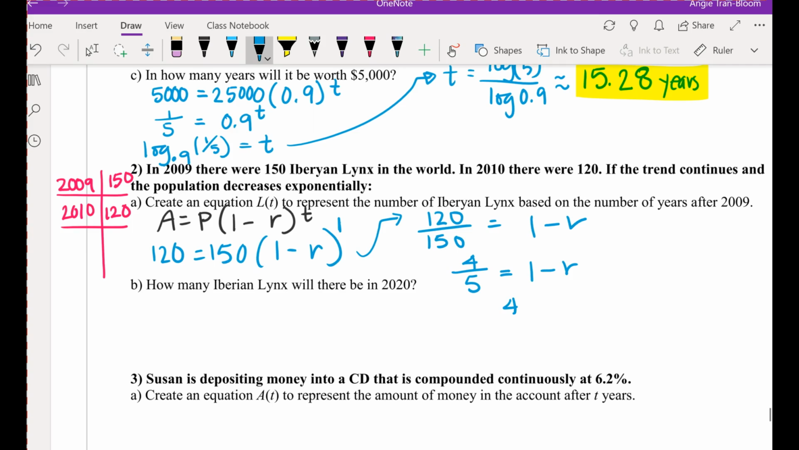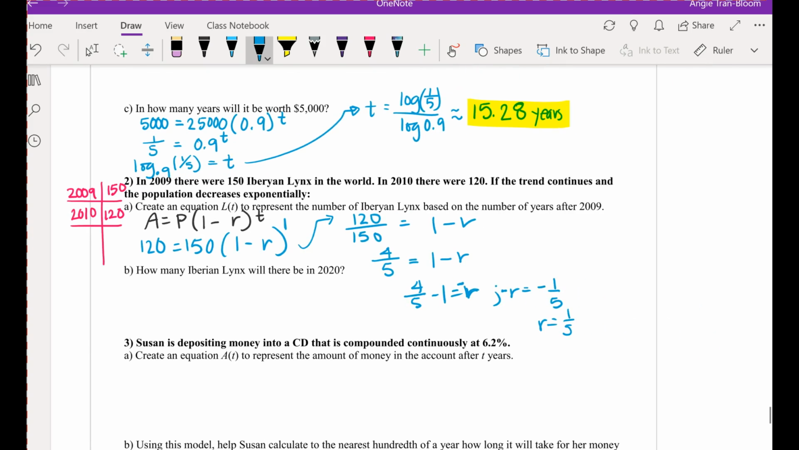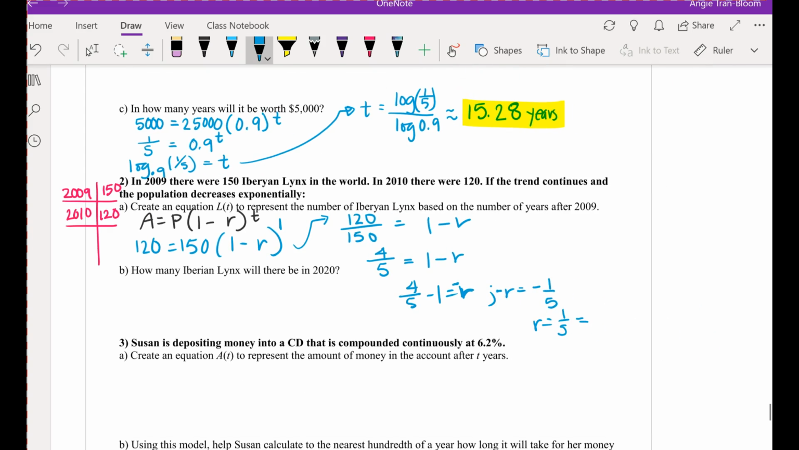What do we do now to solve for r? Subtract 1 from both sides. So 4/5 minus 1 equals r. What's r coming out to be in fractions? I'm sorry, negative r still. Sorry, that's negative r equals that. So negative r is negative 1/5. Divide both sides by negative 1. r is 1/5. That's your r. Now, if you were to put it in decimal, what would that be? 0.2. Perfect. If you were to put it in percentage, what would that be?